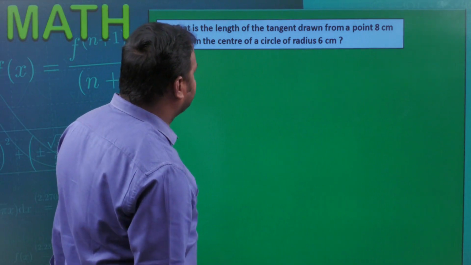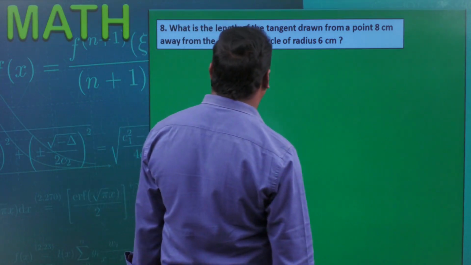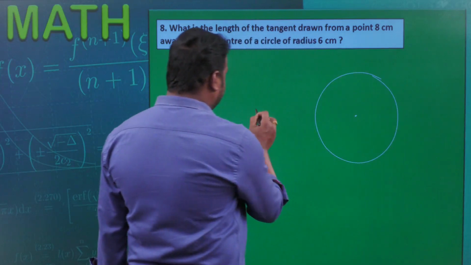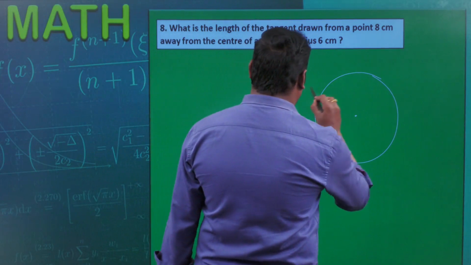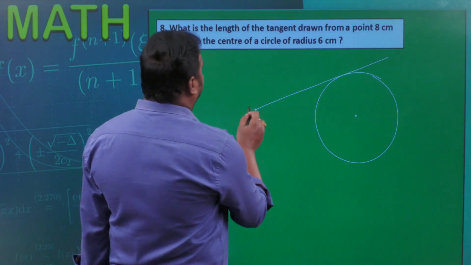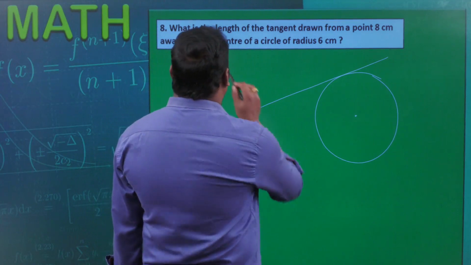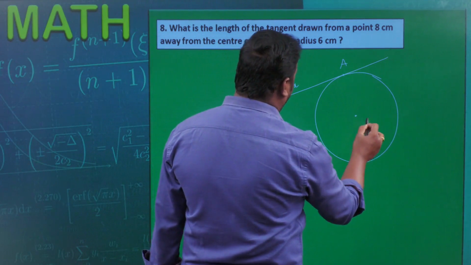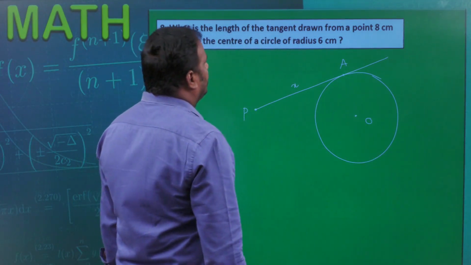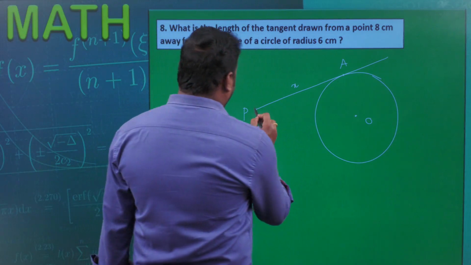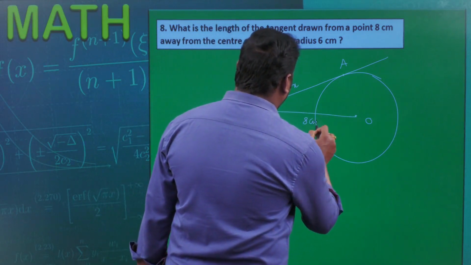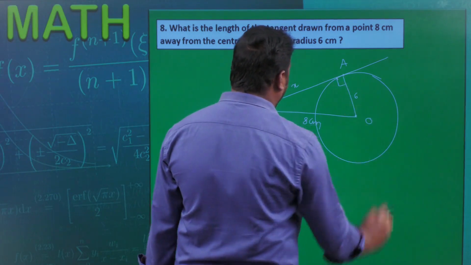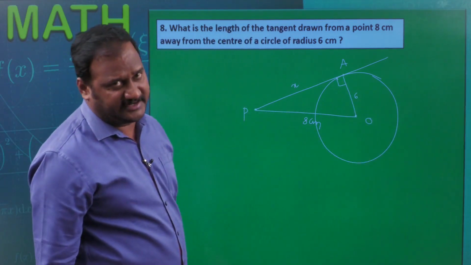Coming to the next problem. What is the length of the tangent drawn from a point 8 centimeters away from the center of the circle of radius 6 centimeters? Again, a circle, and this is one point external to the circle, and this is the tangent drawn. Let this point be P. What is the length of the tangent? We do not know. Let this point be A and the center of the circle be O. The point is 8 centimeters away from the center, so this is 8 centimeters. And the radius of the circle is 6 centimeters. We know the radius is perpendicular to the tangent through the point of contact.